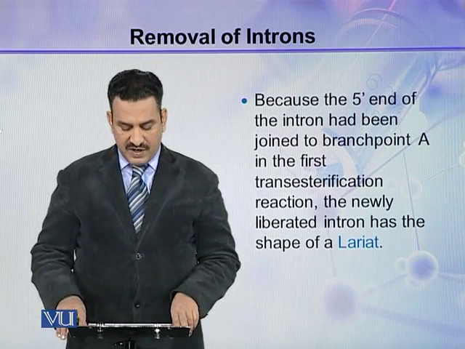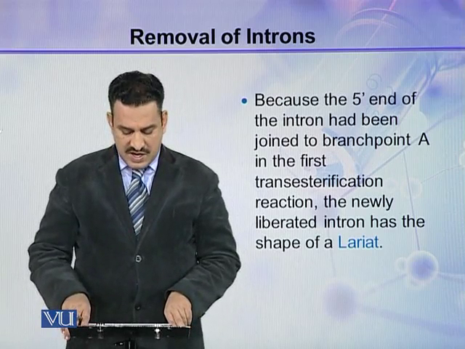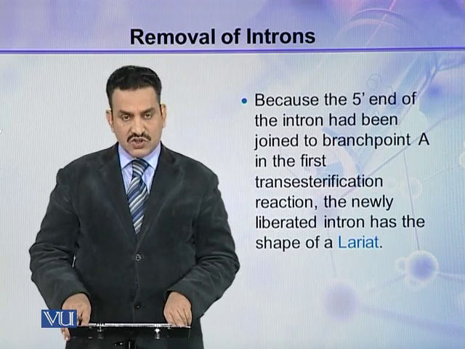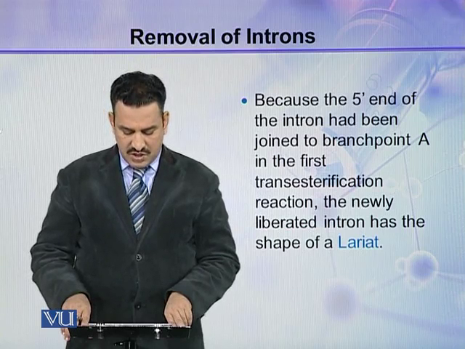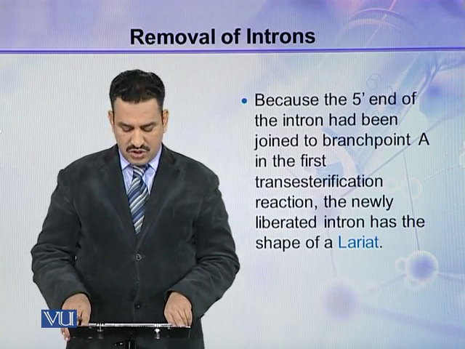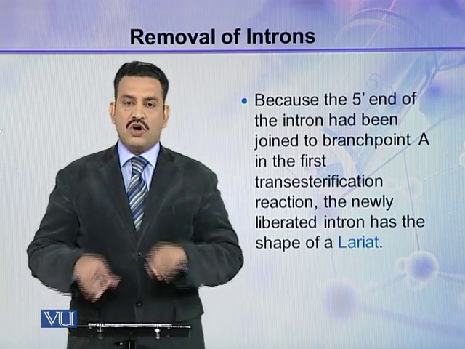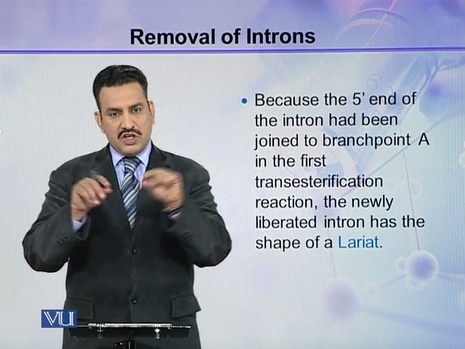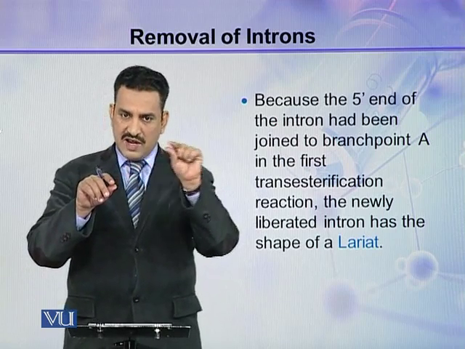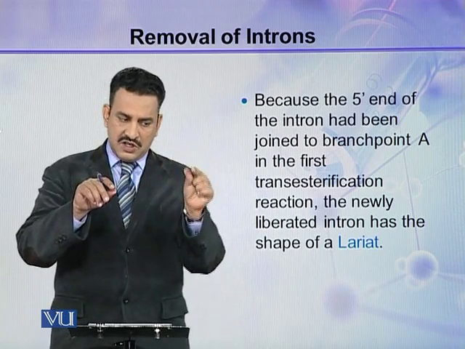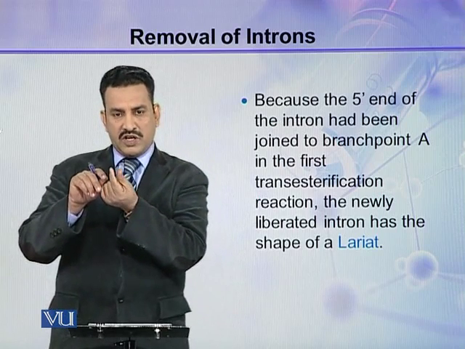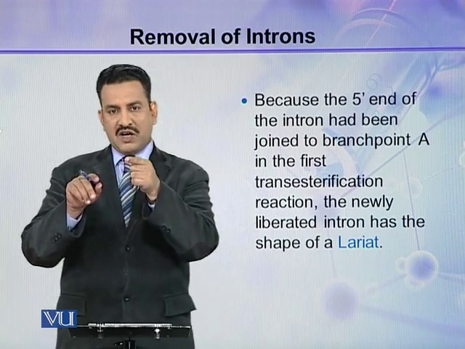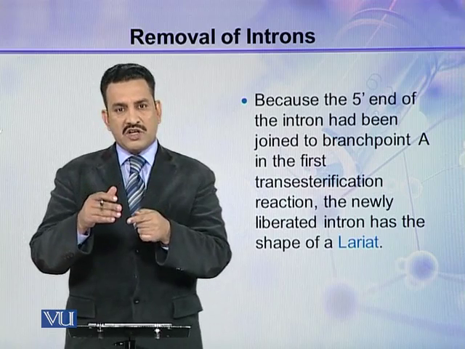Because the 5' end of the intron had been joined to the branch point A in the first transesterification reaction, the newly liberated intron has the shape of a lariat. So the intron has curved and it formed a junction with the A. So this forms a lariat. Lariat.